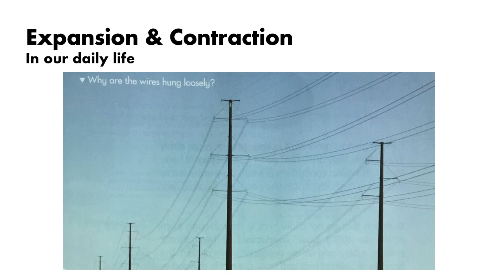Why are they sagging? Why are they hung loosely in this sense? Because sometimes when the weather gets cold, they lose heat to the surroundings. And when they lose heat to the surroundings, what happens to the wire? Does it get bigger or smaller? Smaller. Yes, when cooled, it gets smaller, right? So the loose hanging allows for the wire to be pulled slightly taut.